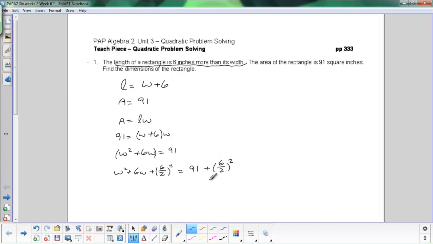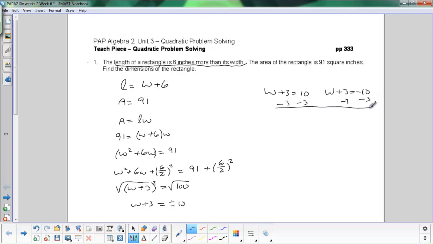In simplification, we get W plus 3 quantity squared equals 100. Solving this to its core, W plus 3 equals plus or minus 10. W plus 3 equals 10. W plus 3 equals negative 10. Subtract 3 from both sides. The answer is W equals 7 and W equals negative 13.